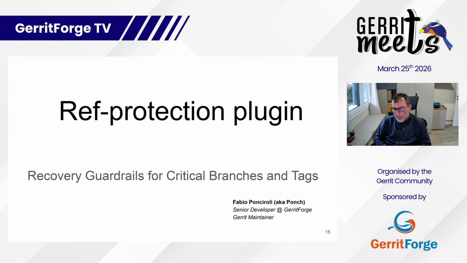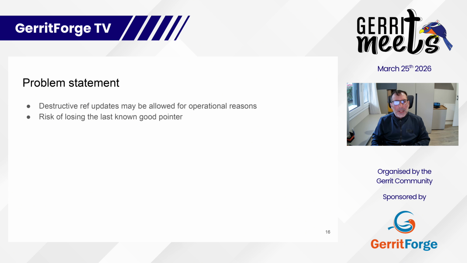The other plugin that we're gonna talk about, we're still talking about ref. This time we're not talking about performance, but we're talking about, let's say, a safe net for your workflow. I title it recovery guardrails for critical branches and tags. So what's the issue here?